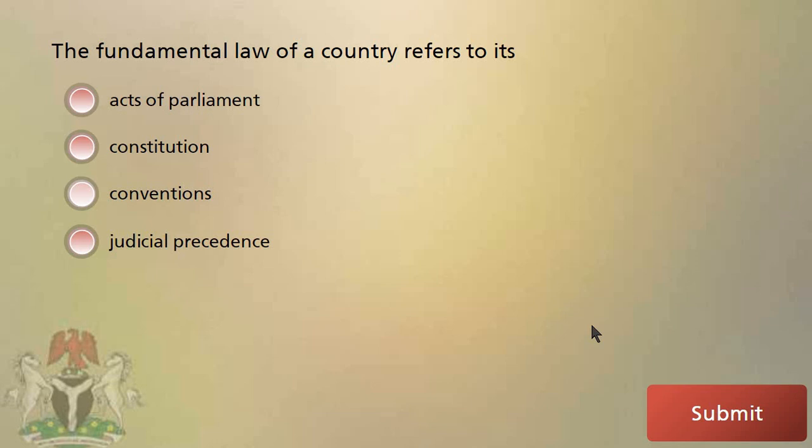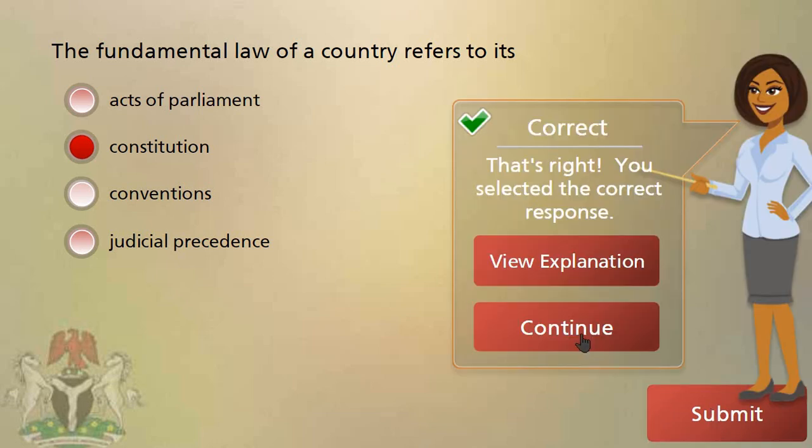Question 14. The fundamental law of a country refers to its A. Act of Parliament, B. Constitution, C. Conventions, D. Judicial precedents. Constitution can simply be defined as the rules and regulations which guide the operation of a state. So the right answer is B, which is Constitution.